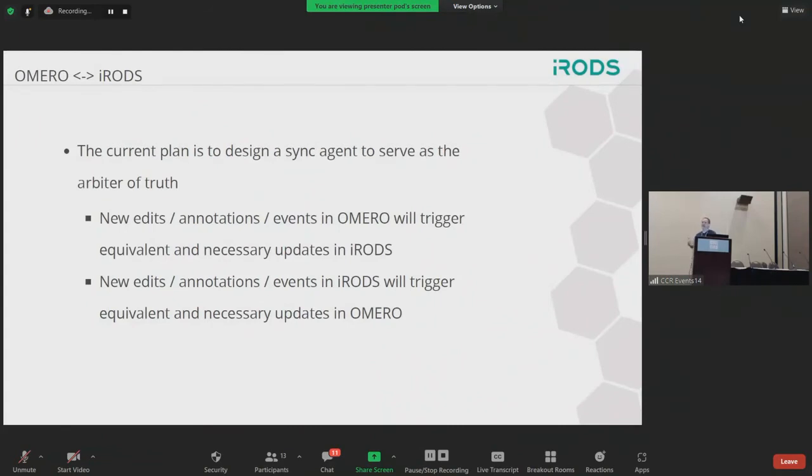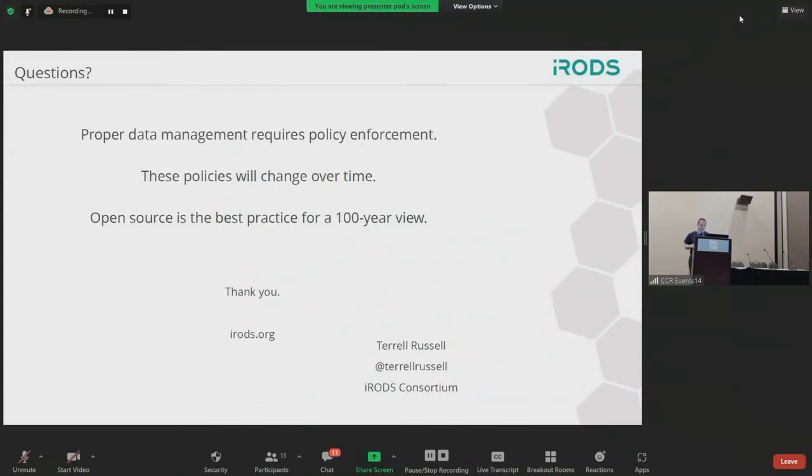And then the same thing on the iRODS side. If somebody annotates something in iRODS or makes a replication or chops something up or divides it, should we tell OMERO about that? Well, maybe, probably, but not all the time. So we're working through those. But having a place in the middle where that logic can live and evolve as we get smarter seems like a better architectural approach. And so that's all the content I've got.